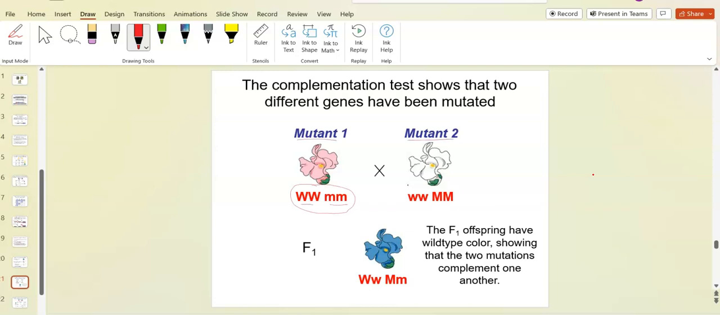So we have mutant 1 and mutant 2, and let's say that the offspring here are wild type. Well, remember, this is a complementation test, and so we know if we cross the two mutants and we get the wild type, that they're complementing each other. So this one's providing the W, and this one's providing the M for the heterozygous condition to make it wild type.